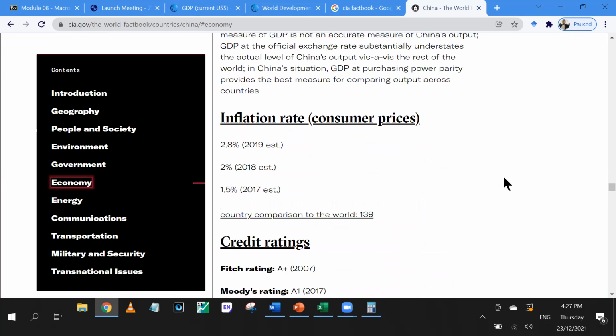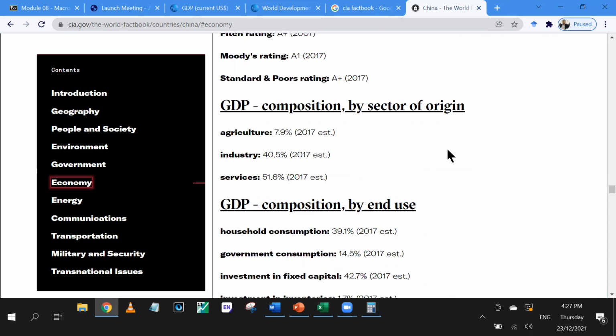GDP exchange rate, inflation rate, credit ratings. Yeah, GDP composition by sector of origin. See, agriculture, industry means manufacturing, and service sector. Okay, in all the countries you will find the service sector is too high. Good countries have a strong economy.